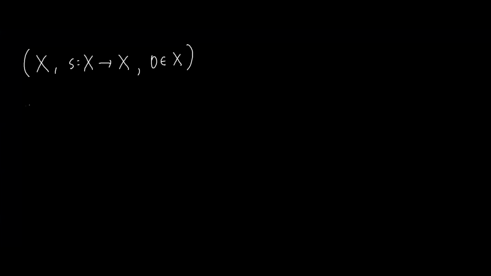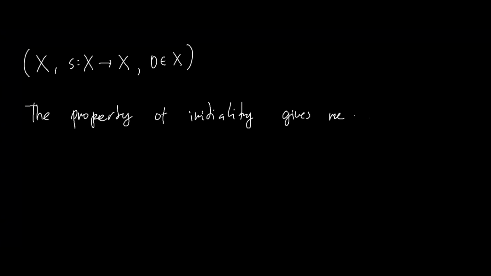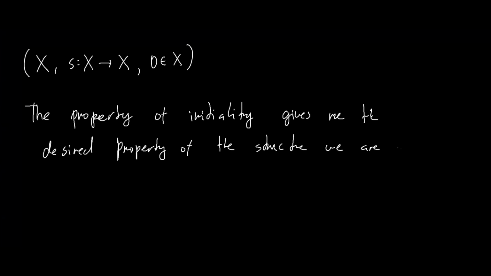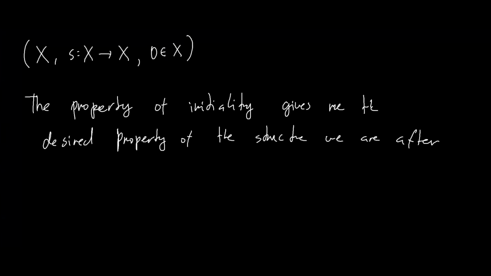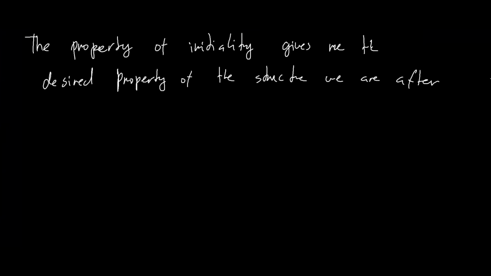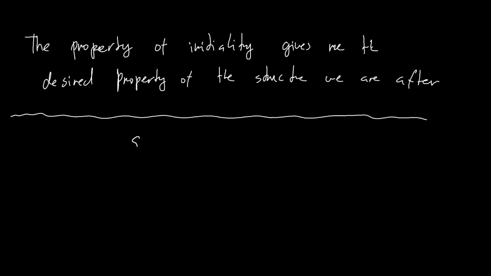So the property of initiality magically gives me the desired property of the structure we are after. So maybe I should pause here a little bit and say that a mathematical structure always has two components, which is the structure itself and the properties it needs to satisfy. So structure and properties.